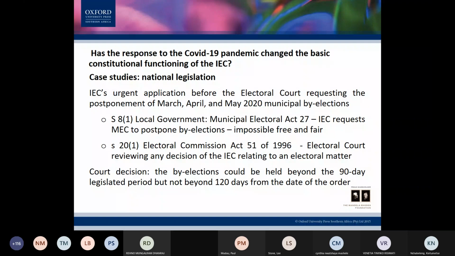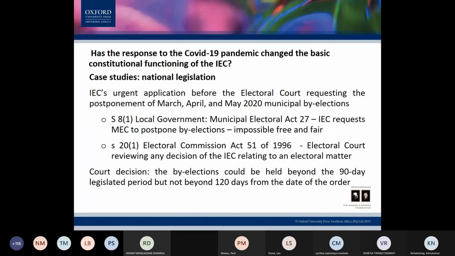That is also provided in terms of Section 25 of the Municipal Structures Act. So these elections were meant to fill the vacancies. Then what happened was the coronavirus happened. The president declared the state of disaster and imposed the lockdown. The question was, should the IEC continue with the elections?